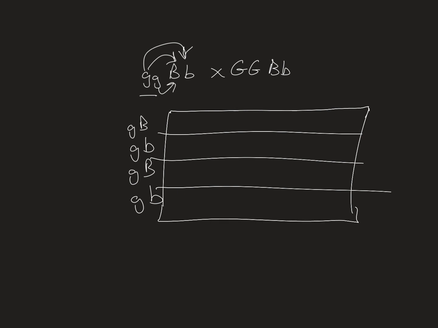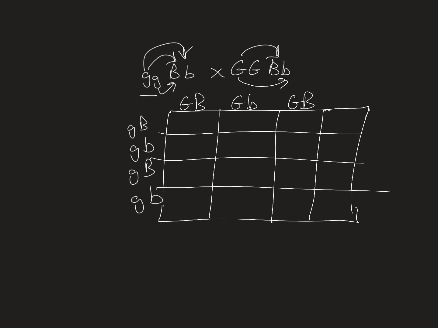On the other side of the Punnett square, you have big G, big B. You have big G, little b. You'll have big G, big B, and big G, little b. Again, double repeats.